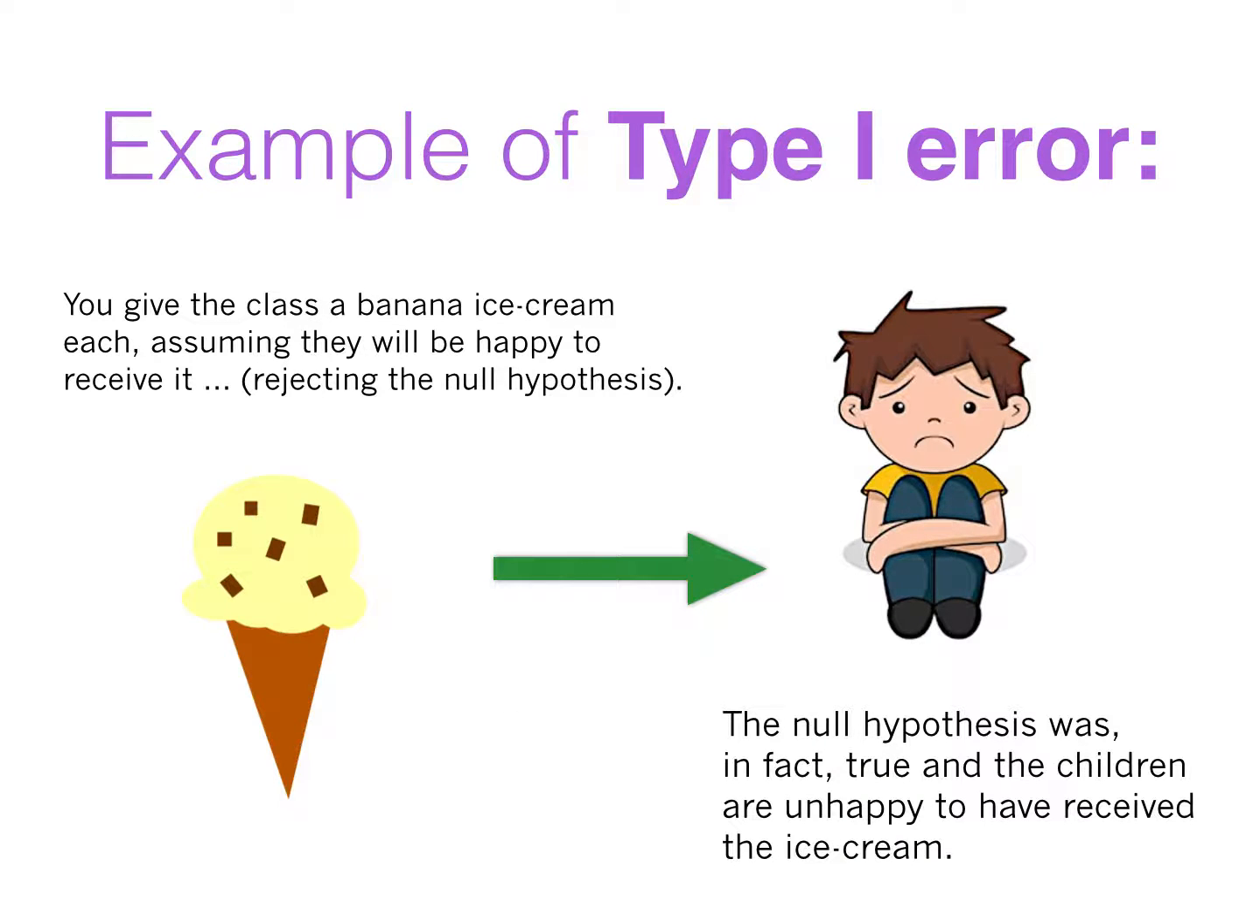Following on from our banana ice cream analogy we used previously, here is an example of type 1 error. You give the class a banana ice cream each, assuming they will be happy to receive it, rejecting the null hypothesis, when in fact the null hypothesis was true and the children are unhappy to have received the ice cream.